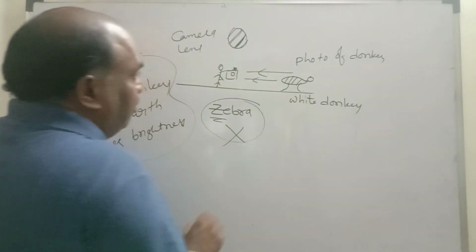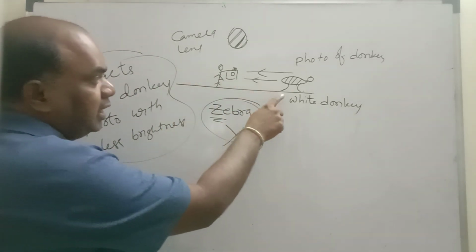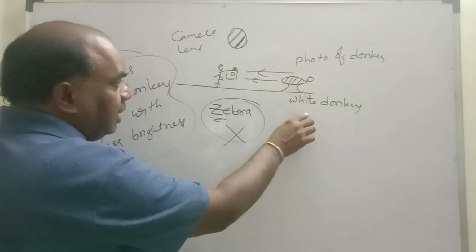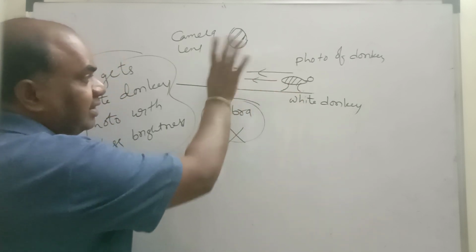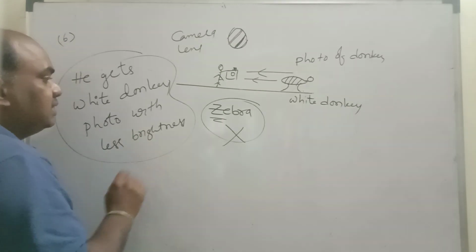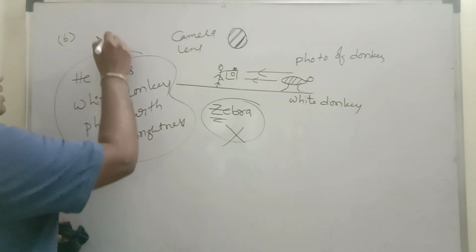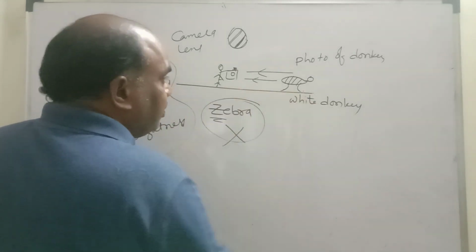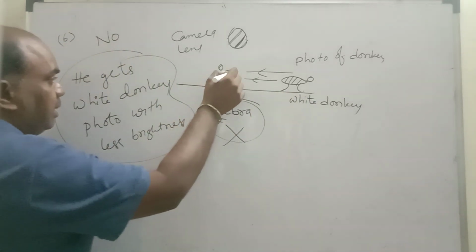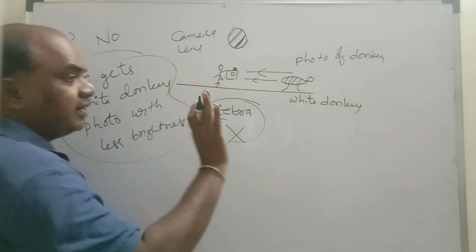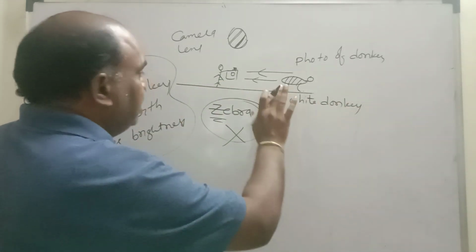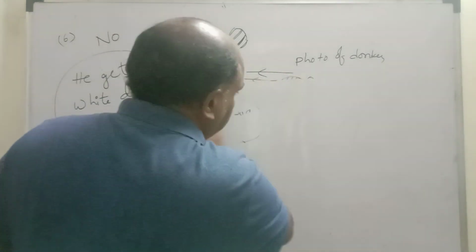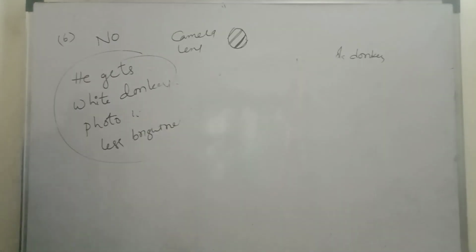Once again I am repeating: a man wants to take a picture of a zebra, but he is doing one experiment. He took a white donkey photo by making stripes on his camera lens. Will he get a zebra photo? Answer is no. Why? Because the incident rays must come from the object. Here he made stripes on the camera lens. The stripes are nothing but obstructing the incident rays. So he will get a white donkey photo only, but with less brightness. Important. Understand, children? Right.